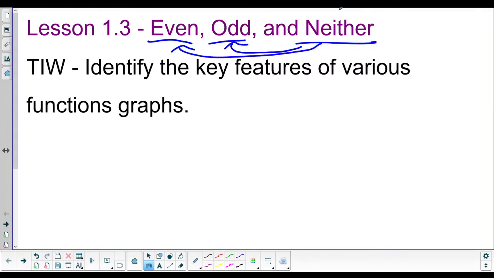Sometimes I feel like people say neither in a way that makes it sound like neither is a type of symmetry. It's not. You're saying it's neither even nor odd. So when it says identify the type of symmetry, I don't know. Sometimes English is tough. So we're going to talk about symmetry today. So let's dive in, shall we?